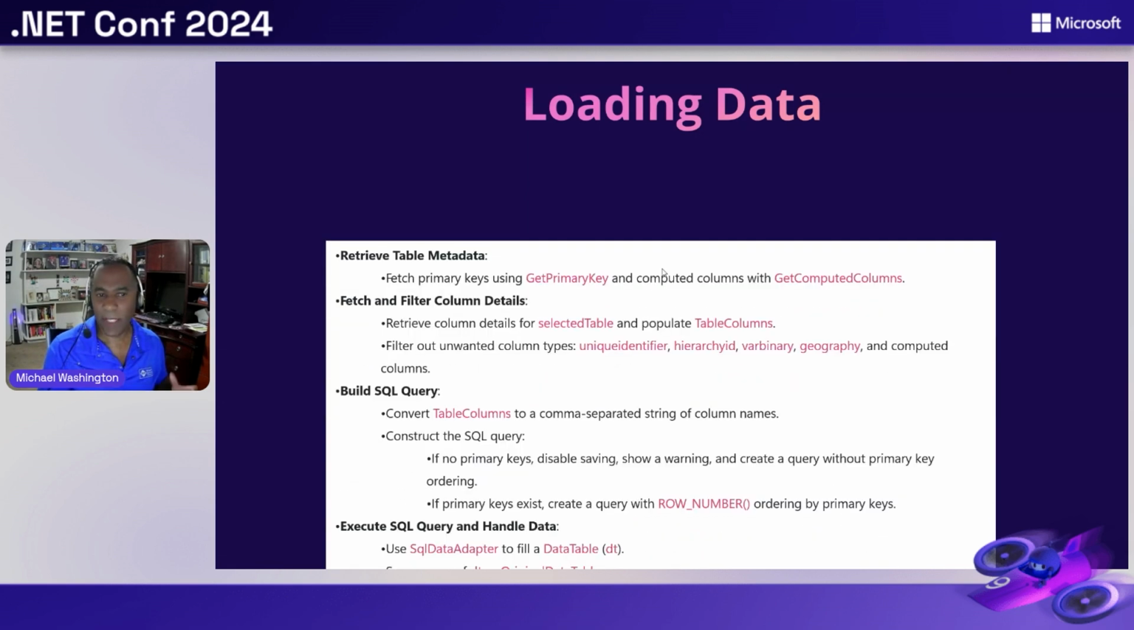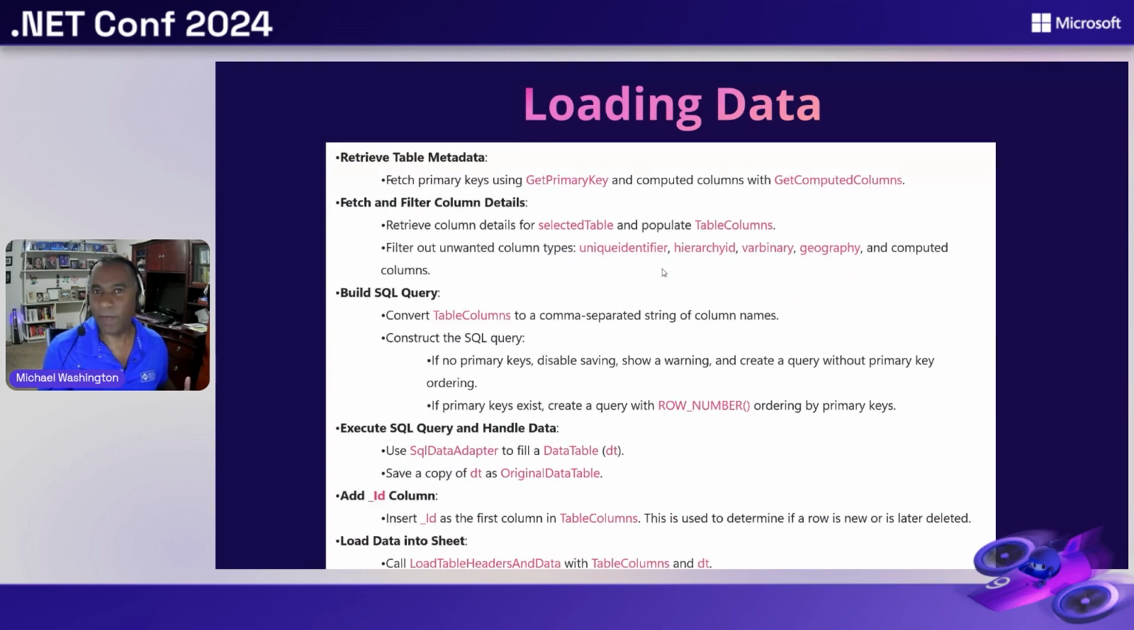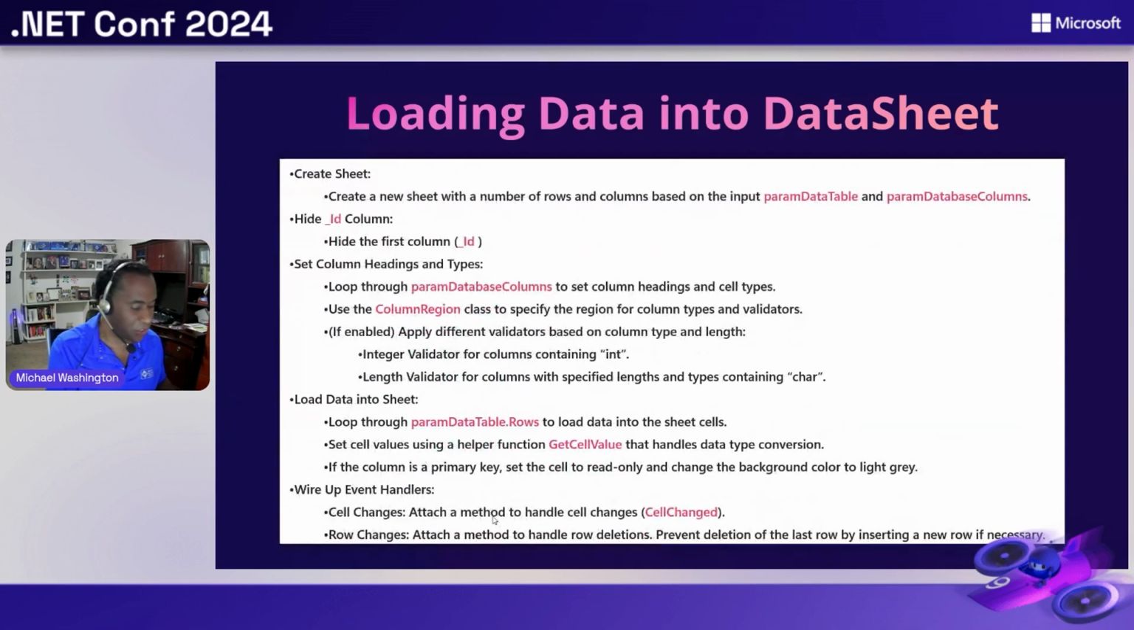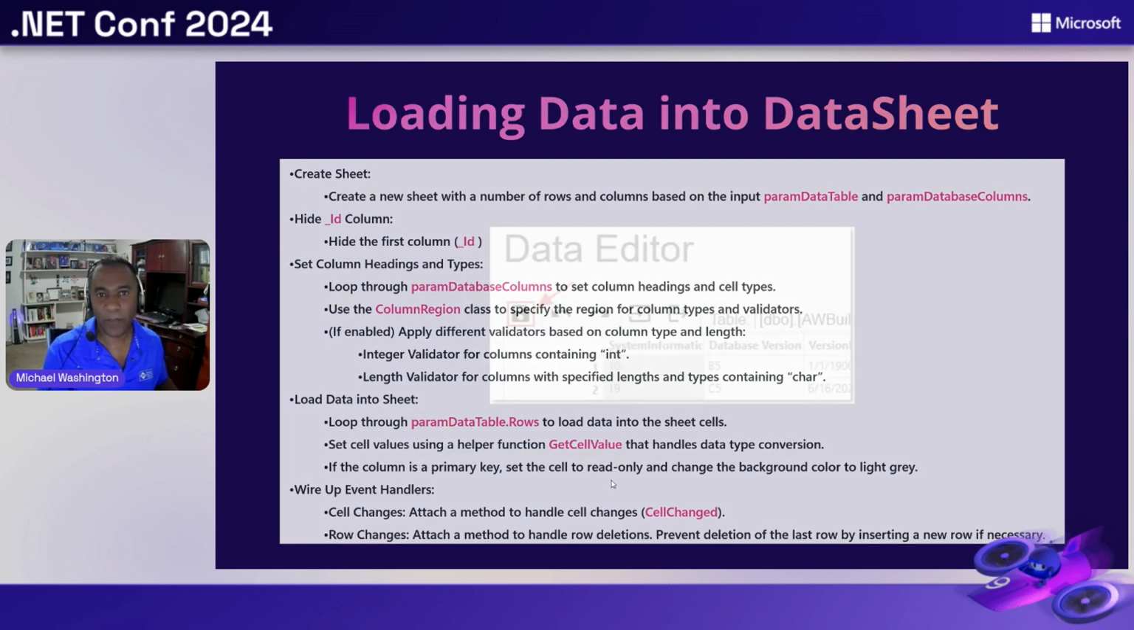When I'm loading data, there's a bunch of steps. Again, I've done the work for you, so you don't have to, but just quickly go through some of the highlights here. And that is that when the data is loaded, I have a data table, which I save as the original data table. I have this ID column so that I can use it when comparing the two data tables. When I'm loading the data into the data sheet, there's a couple of classes I have to determine various things and when cells are changed.